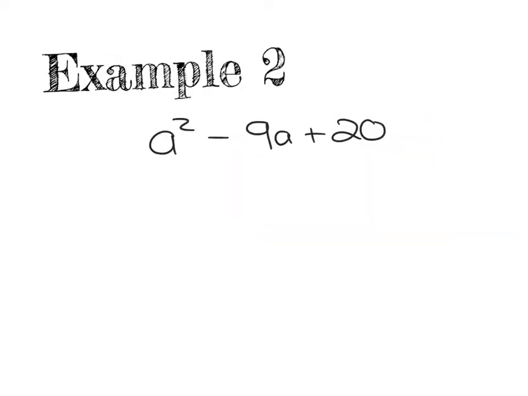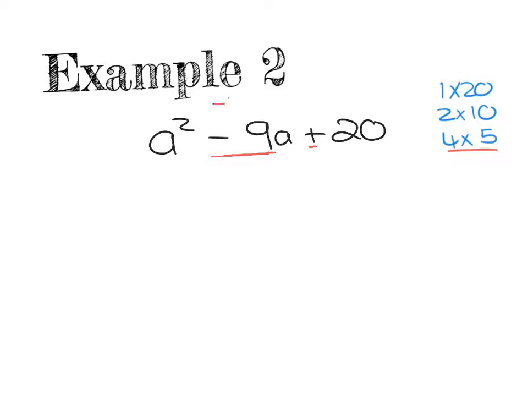Exactly what you started with. Okay, next example. A squared minus 9a plus 20. Now 20 is the one you've got to use to get the factors. That will be 1 times 20, 2 times 10, and 4 times 5. Now, which of these strings can I use to get to minus 9? I know I've got to get two numbers with the same sign so that it can be plus.